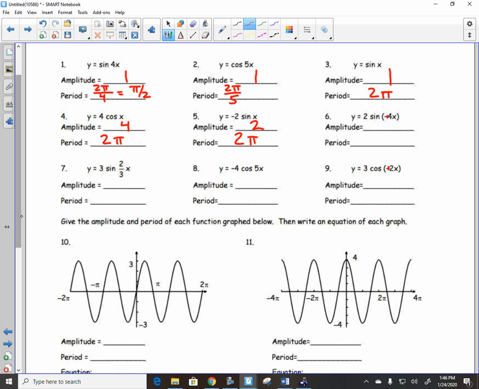Sorry about that. What's the amplitude for number 6? 2. What's the period? Good. 2 pi over 4, which reduces to pi over 2. Good work.